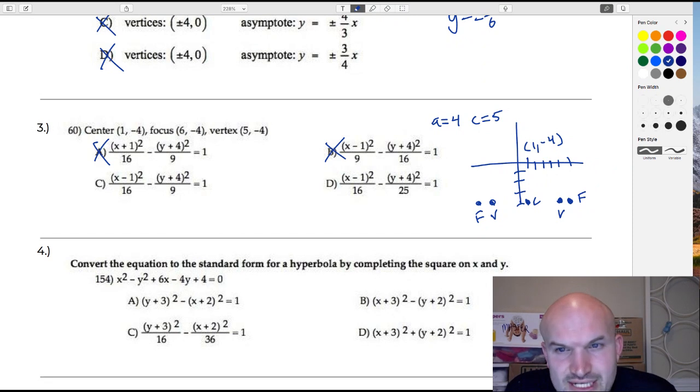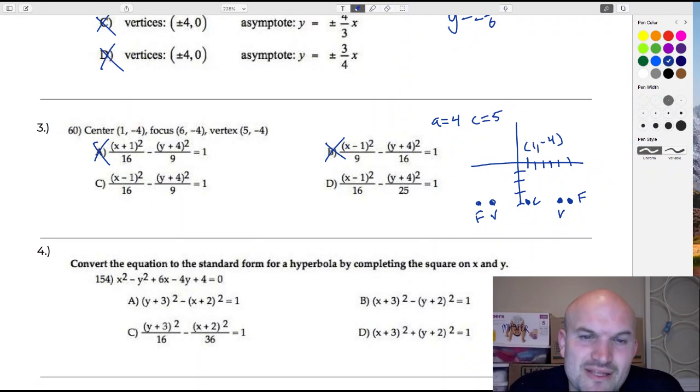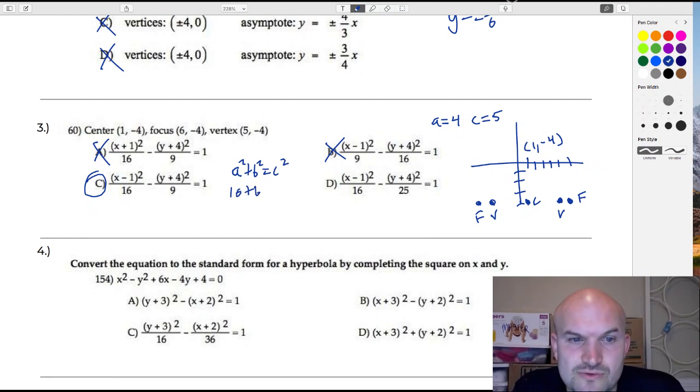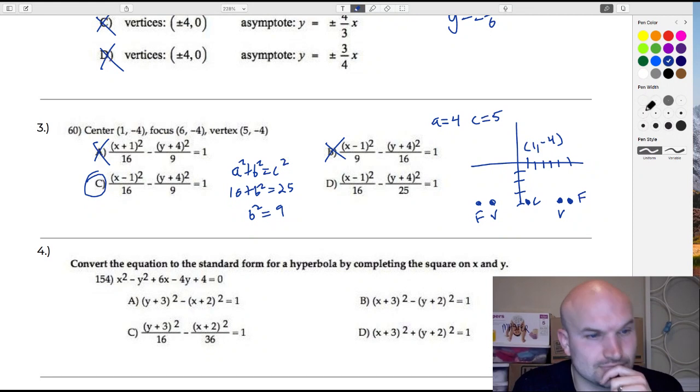All right, a squared is 16, and we know b squared is not going to be 25 because c squared is 25. Let's just go ahead and figure it out, but I know the answer is going to be the one. Remember, it's a squared plus b squared equals c squared, so this is 16 plus b squared equals 25, so b squared is equal to 9. So therefore, you can see obviously your b squared answer is A.